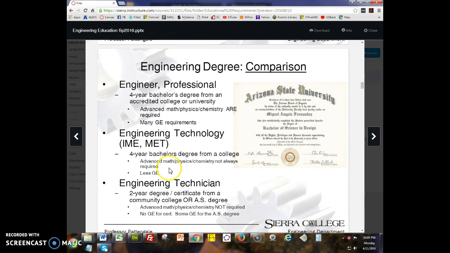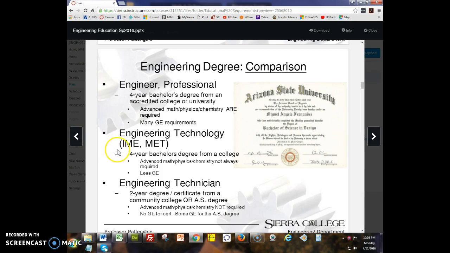Here are some of the different engineering degrees. We recommend the 4-year bachelor's degree from an accredited college or university. The organization that accredits 4-year engineering schools is ABET, A-B-E-T. So you want to make sure the school you're looking at is ABET accredited. You need advanced math, physics, and chemistry for all the different kinds of engineering. And there's lots of GE requirements that depend on which school you're transferring to.